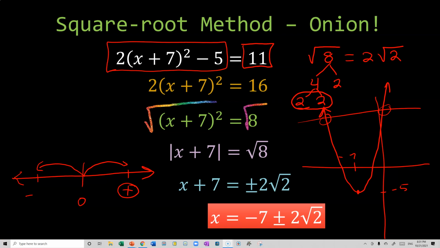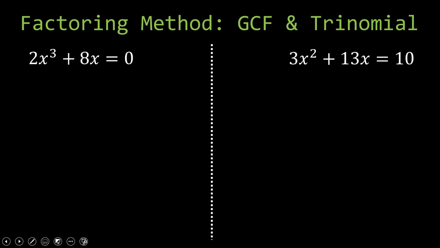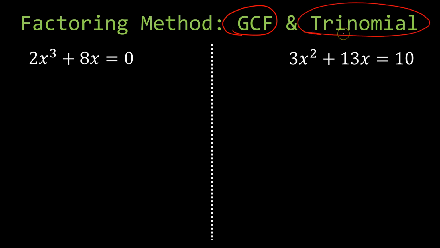All right, so next, I want to go over the method of factoring. Okay, so factoring to solve. Well, there are 2 problems being posed here. On the left, we have things in common, and we call that factoring GCF, the greatest common factor. On the right, we have 3 terms, and that's a trinomial.